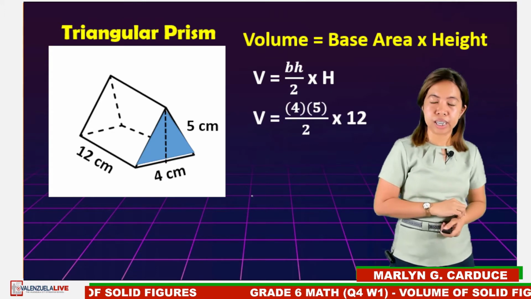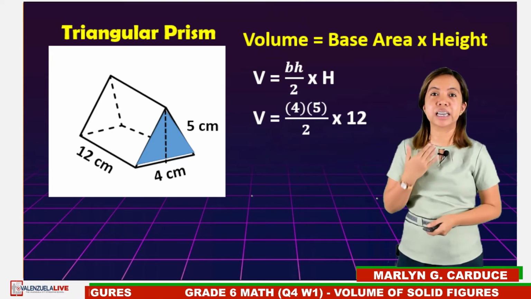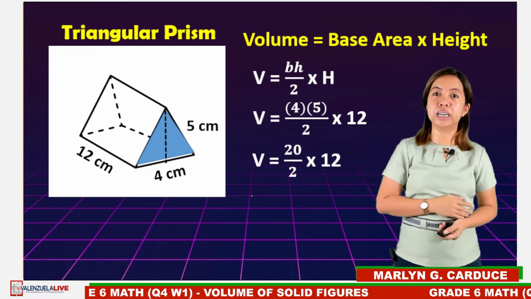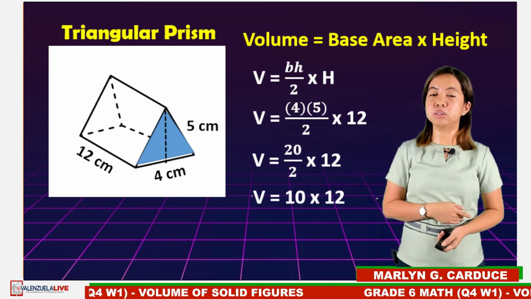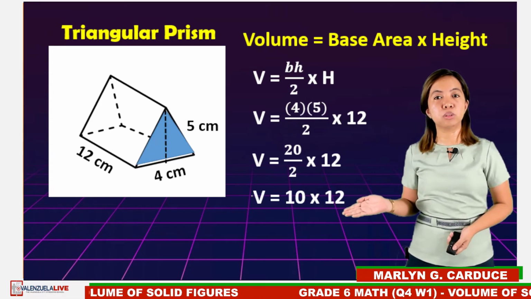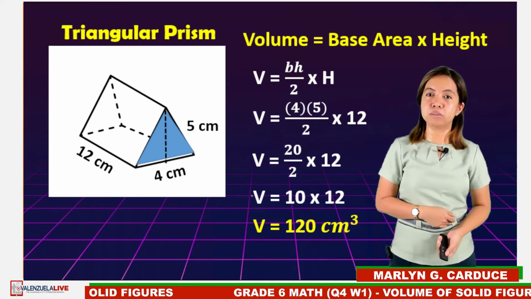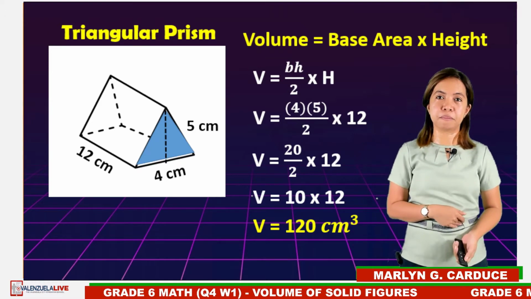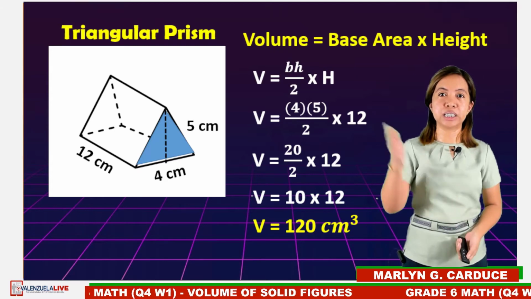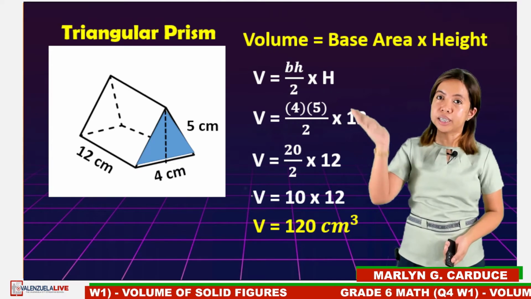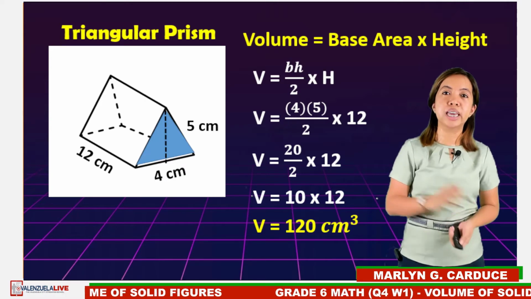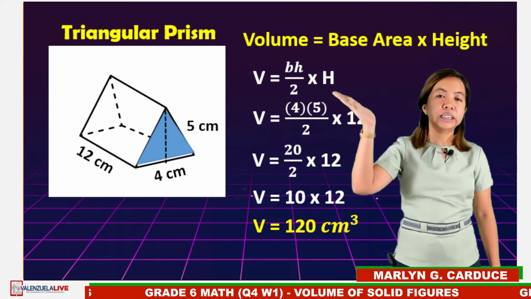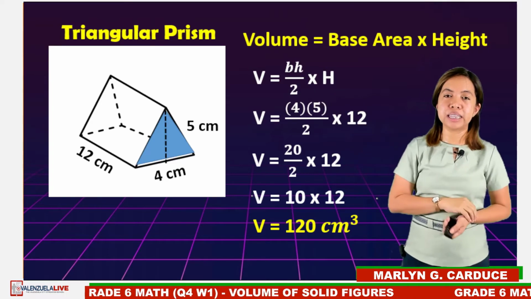Let's substitute again all the given lengths. 4 times 5 divided by 2. That is 20 divided by 2, and it will give us 10 multiplied by 12. The volume now is equal to 120 cubic centimeters. Take note again, class, that in solving for the volume of a triangular prism, all we have to do is to solve first for the base area of the figure, then multiply it by the height.